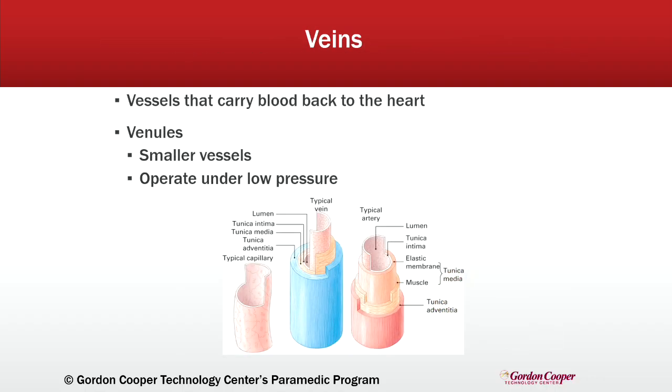And then we have the vessels that bring blood back to the heart, also called venules. Now venules are smaller vessels that carry blood at low pressure, working under much less stress than the arteries. Kind of like the return route for the blood after it's traveled through the body.